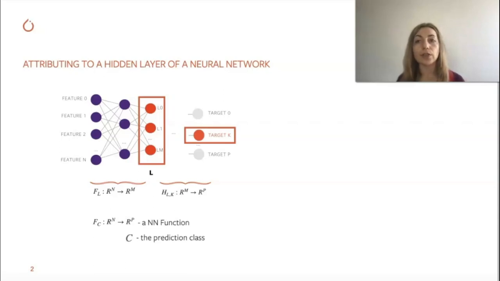In order to access the neurons in layer L, we need to break down the f_c function into two components, f_l and h_lk. f_l will return us the activations in layer L, and h_lk takes those neuron activations from layer L and produces the final prediction score. Our goal is to understand how important the neurons are in layer L when predicting target class k. There are a number of attribution algorithms that will allow us to compute neuron importances for layer L.